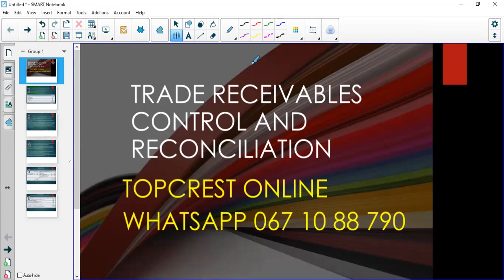All right, so what we're going to do now, we're going to focus on the trade receivables control and the reconciliation of the trade receivables control. So you can expect those questions with a lot of marks requiring you to prepare the trade receivables control as well as the reconciliation.